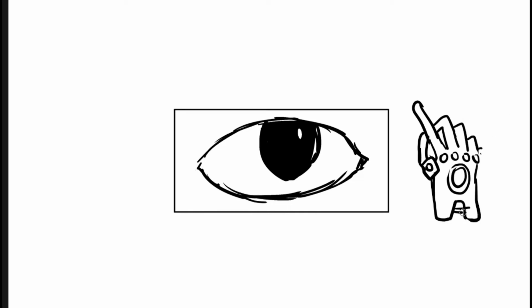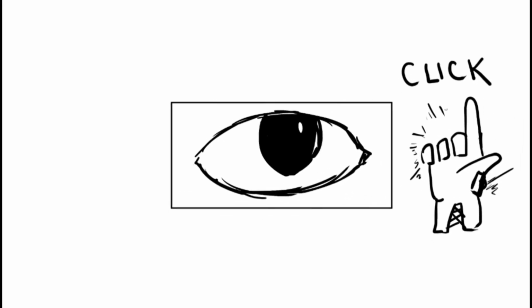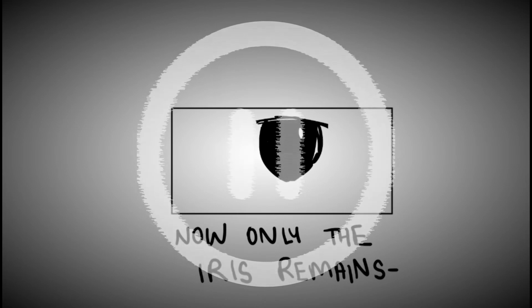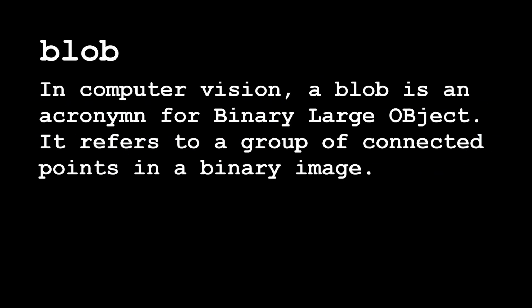Now with a small bit of image processing, only the iris will remain. Now let's pause over here because the next few steps involve something called blob detection. In computer vision, a blob is an acronym for binary large object. It refers to a group of connected points in a binary image. Here's an example of how it works.